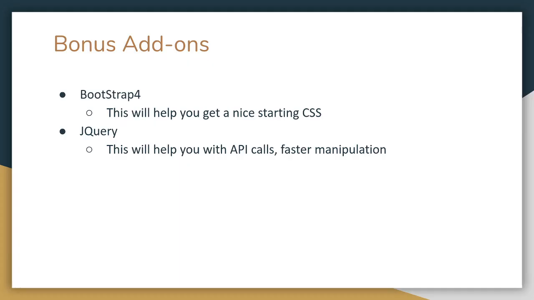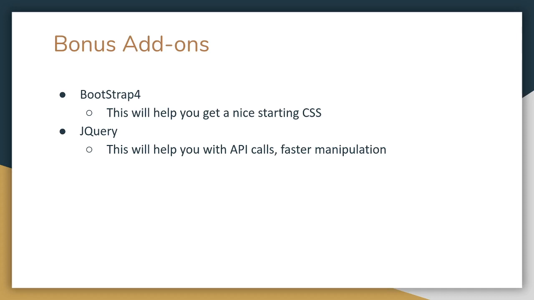So that's going to be all I'm covering for today's workshop. However, there are some other extras I do want to talk about, but won't really get into. So the first one is Bootstrap. Bootstrap basically allows you to start with a nice CSS. So you don't really have to worry about your styling as much, but if you do want something specific, you still need to add your own CSS on top of it, but Bootstrap's a great start to get a good head start into your CSS.